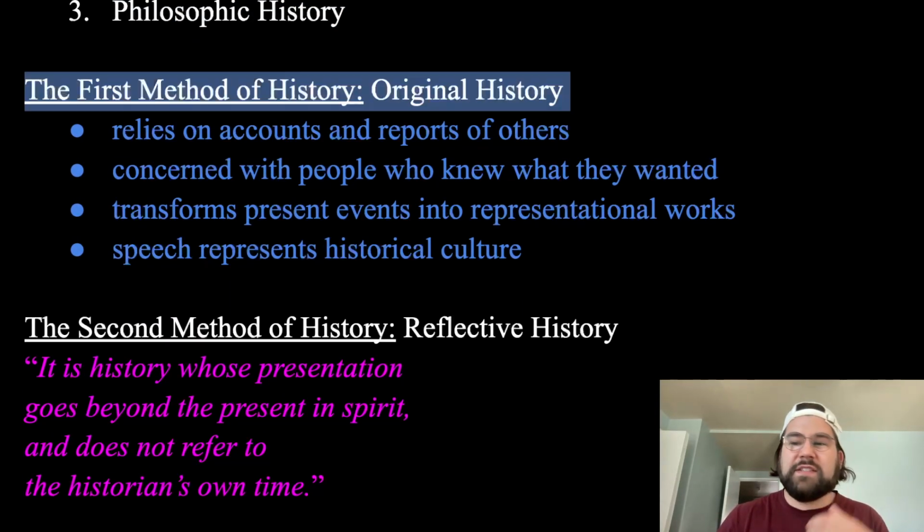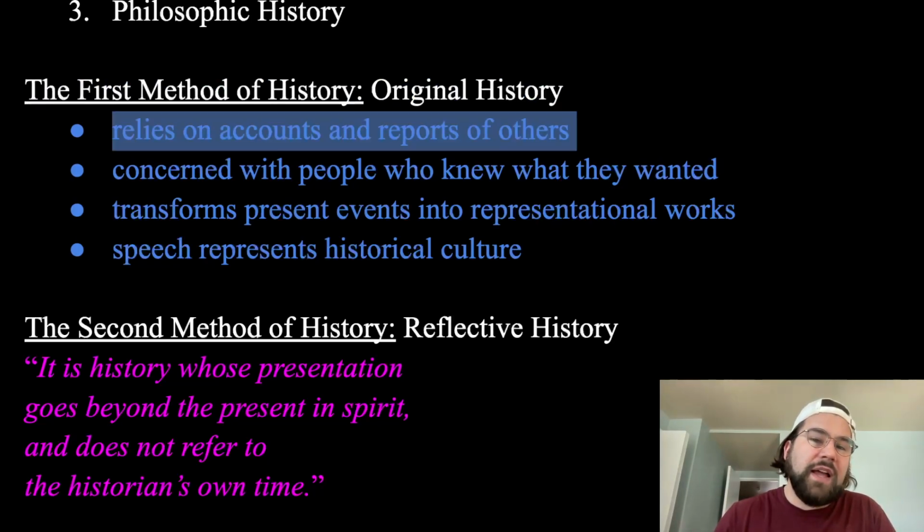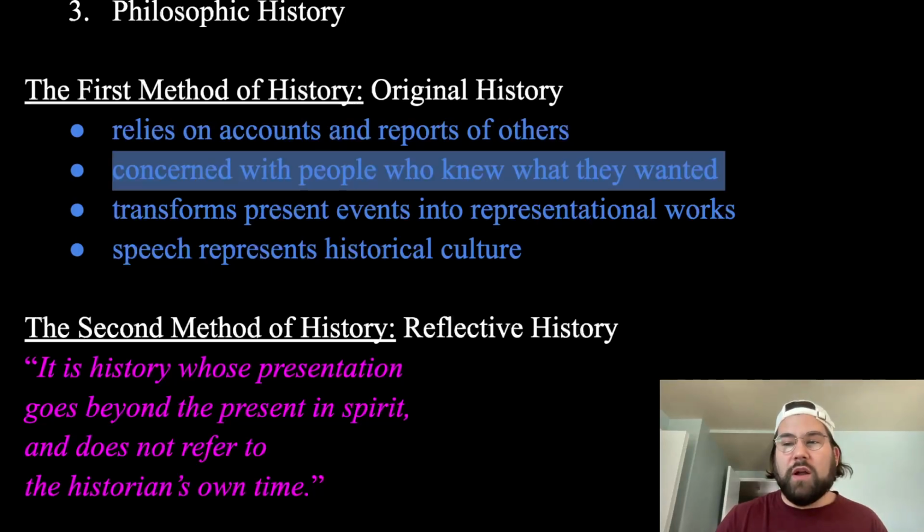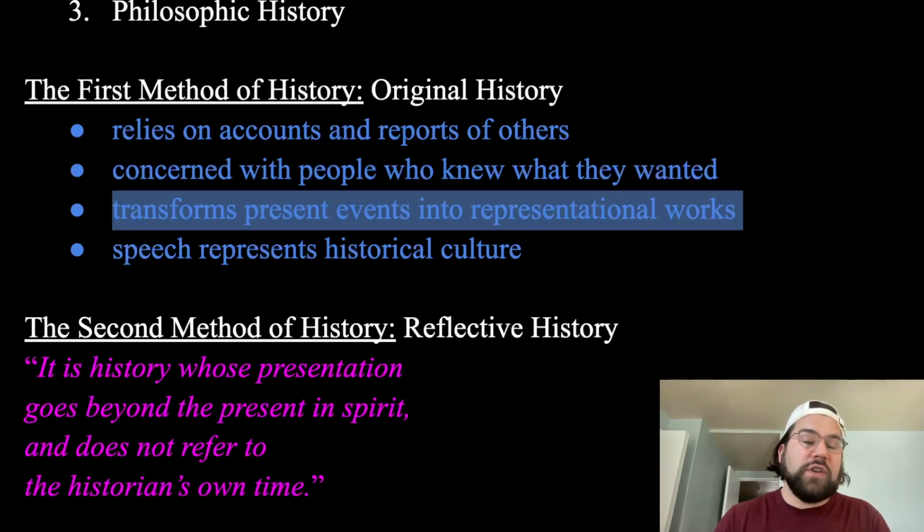So what is this? Kind of paraphrasing what Hegel says about this from a few different places throughout chapter 1. Hegel is saying that it relies on accounts and reports of others. Think of primary sources, right? Eyewitness, first-hand accounts. He's concerned with people who knew what they wanted. It's straight, direct, and to the point. It's very factual, very truthful. It transforms present events into representational works, right?